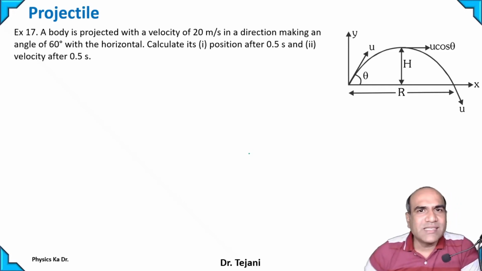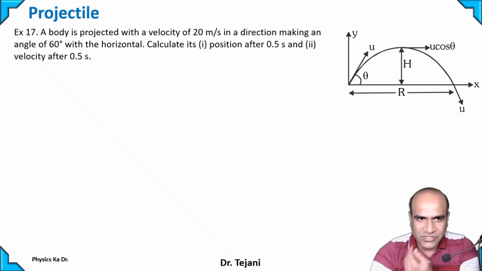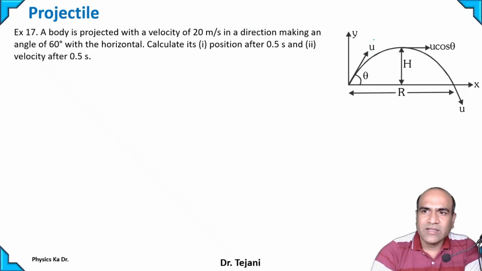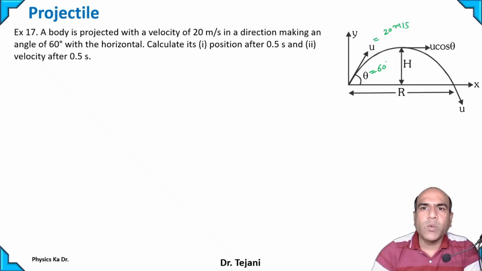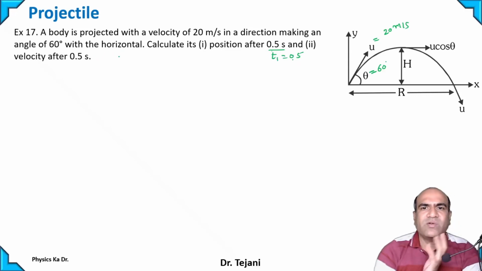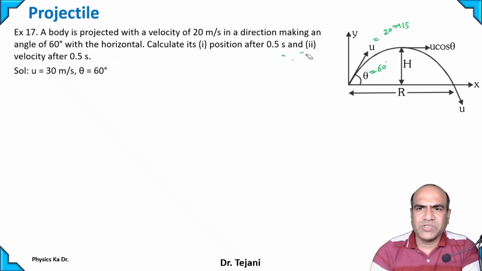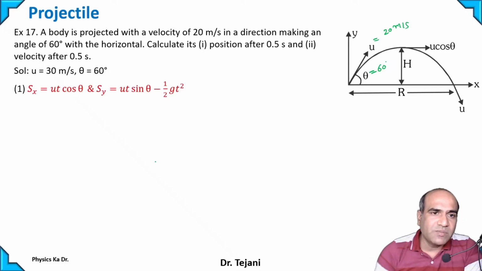We have example number 17. A body is projected with a velocity of 20 meter per second in a direction making an angle of 60 degrees with the horizontal. So u is given 20 meter per second, theta is given 60 degrees. Calculate the position after 0.5 second, that is t1 equal to 0.5 second, and the velocity also you need to find out. Wow, it is a very simple question. How can you ask such simple questions?